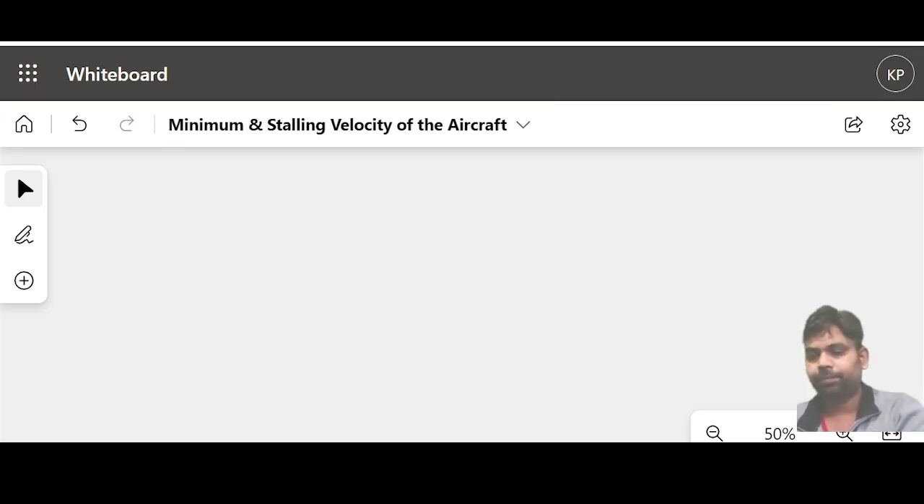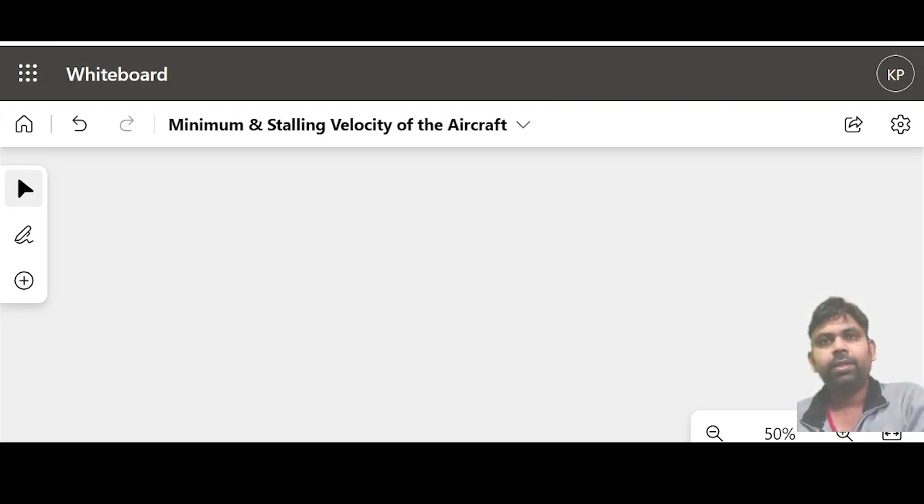Hey guys, so today we will understand the concept behind the minimum velocity and stalling velocity. Some people used to think like stalling velocity itself is the minimum velocity of the aircraft. It is not like that. So today we will clear this concept.